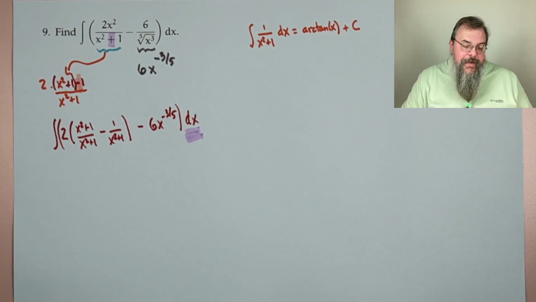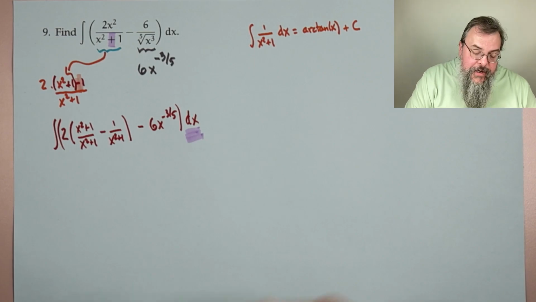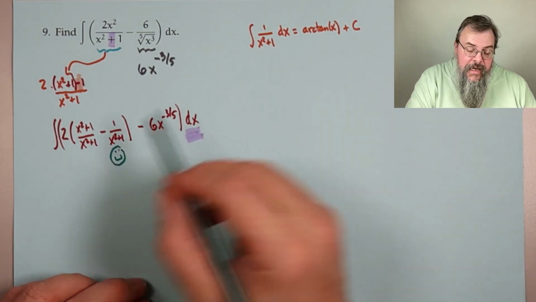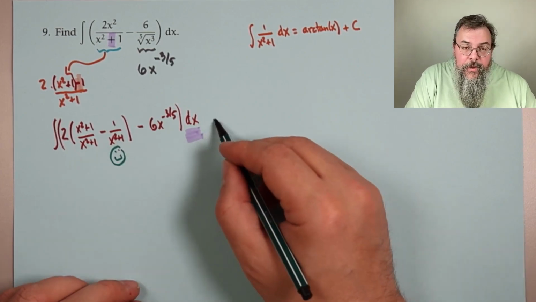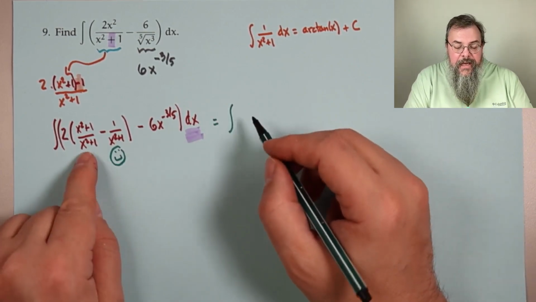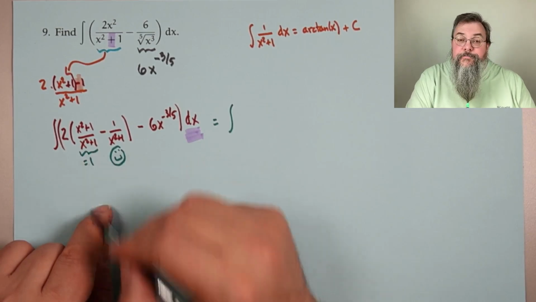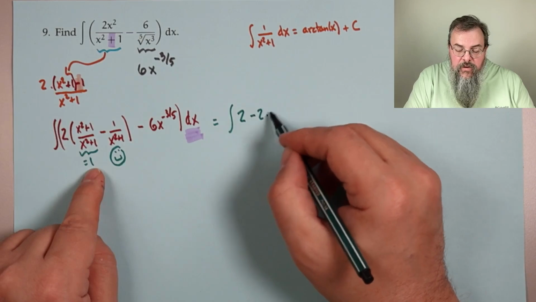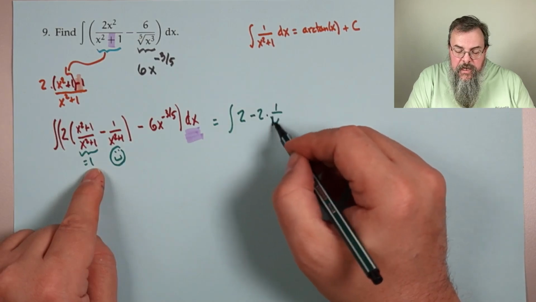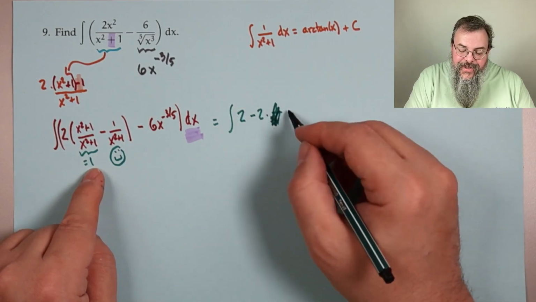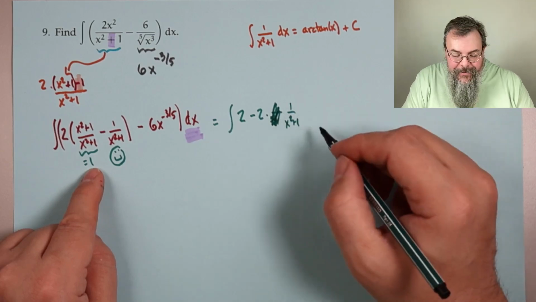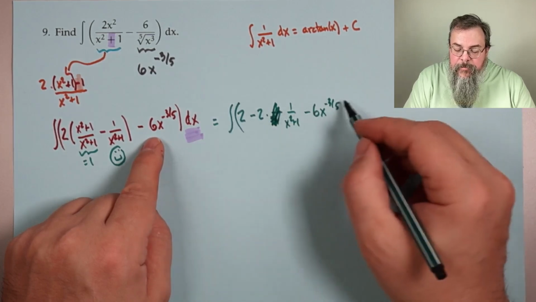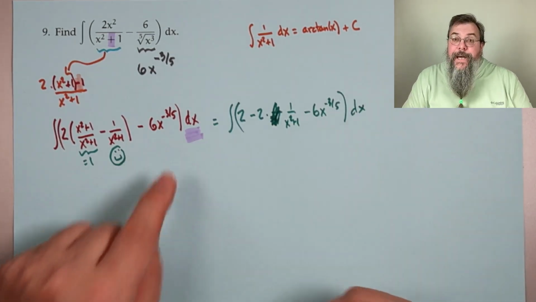All right, now our great, wonderful thing is this 1 over x squared plus 1. We like this because we have a rule. And the (x squared plus 1) over (x squared plus 1), we like that too because we say, hey, this is 1. So we really have 2 minus 2 times 1 over x squared plus 1, minus 6x to the minus 3/5 dx. All right, and now we're ready.